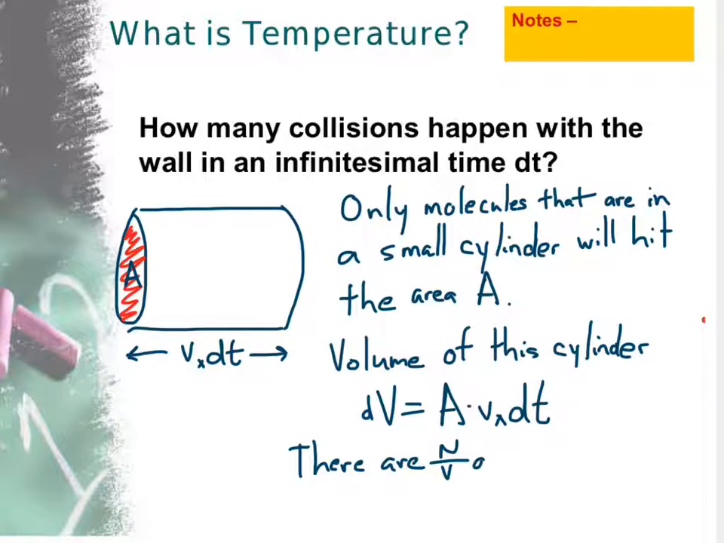Inside this cylinder, there are the total number of molecules inside the box divided by V. That, in a sense, gives us a density of molecules. And then we have to multiply that density of molecules times the volume of this cylinder to get the number of molecules in the cylinder. So there are going to be N divided by V times dV molecules in this cylinder.